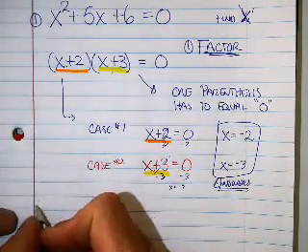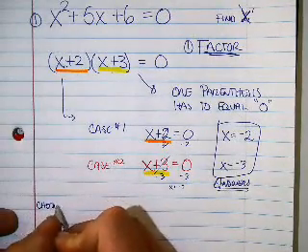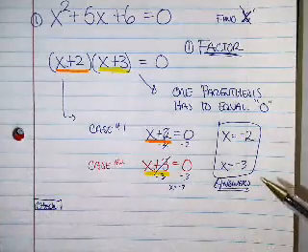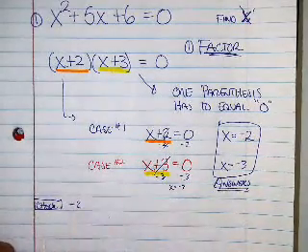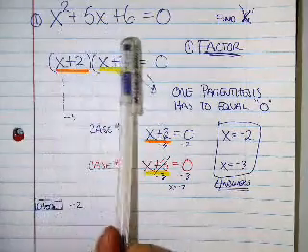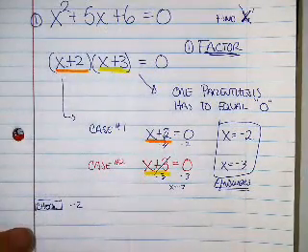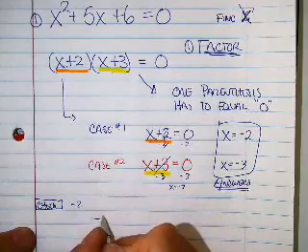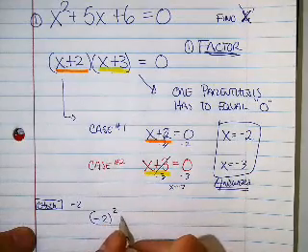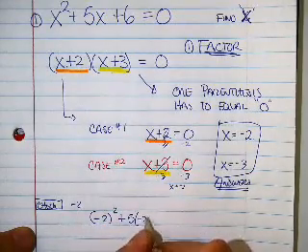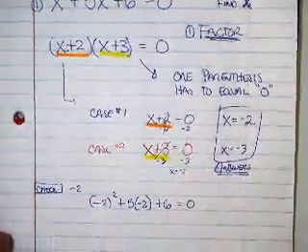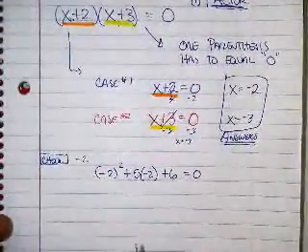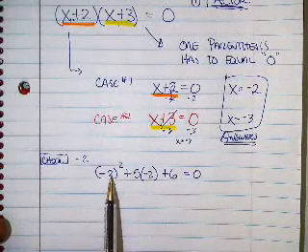Should I check it just to make sure? Yes. I'll just pick one of them. I'll just check one of them. Let's check negative 2. If I put negative 2 into this original problem, I should get 0. So let's see. Negative 2 to the power of 2 plus 5 times negative 2 plus 6 should equal 0. All I did was substitute the x for negative 2.